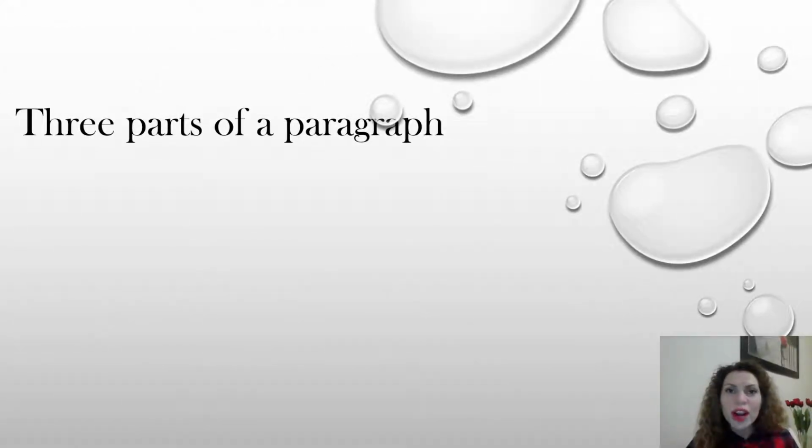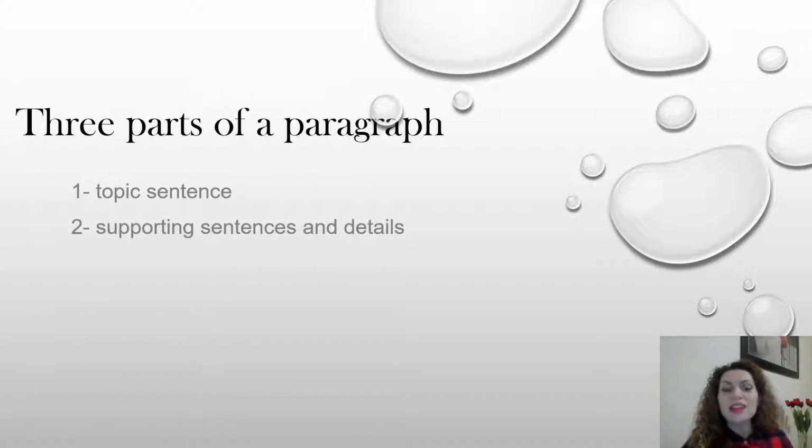Well, every paragraph normally has 3 parts. Part 1 is the topic sentence. This is what we covered already in the previous video, and you can find it in my channel. Part 2 is something we're going to talk about in this video today, supporting sentences and details. And part 3 that we will be covering in the next video, or part 3 of our lesson, is the concluding sentence, which is of course optional, and we will talk about it later.